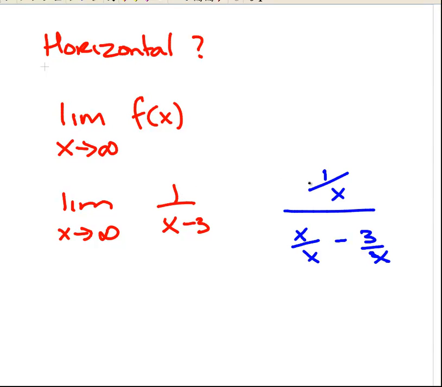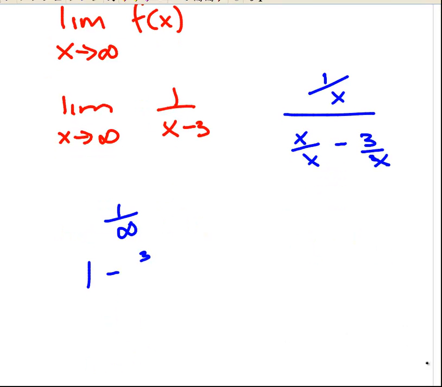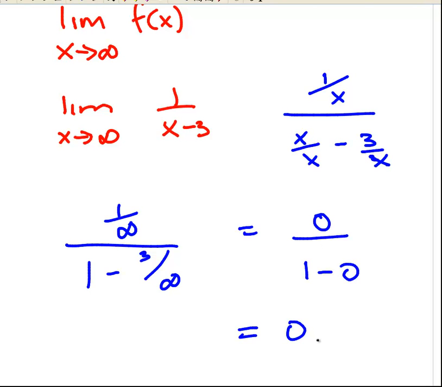In this case, what we have is 1 over infinity over 1 minus 3 over infinity. A constant over infinity is just 0. So what we have is 0 over 1 minus 0, so 0. So our horizontal asymptote is simply 0. So y is equal to 0 is the answer here.